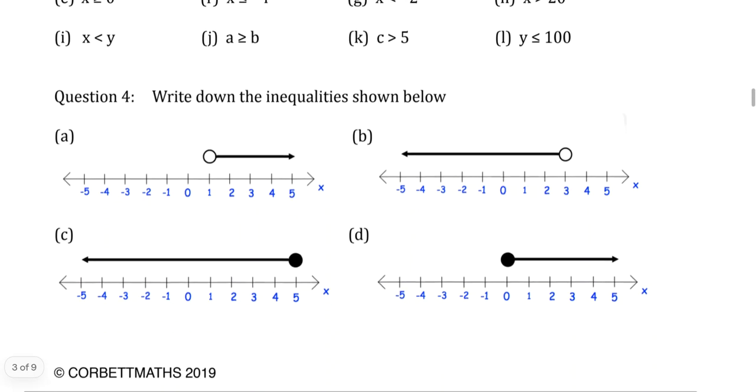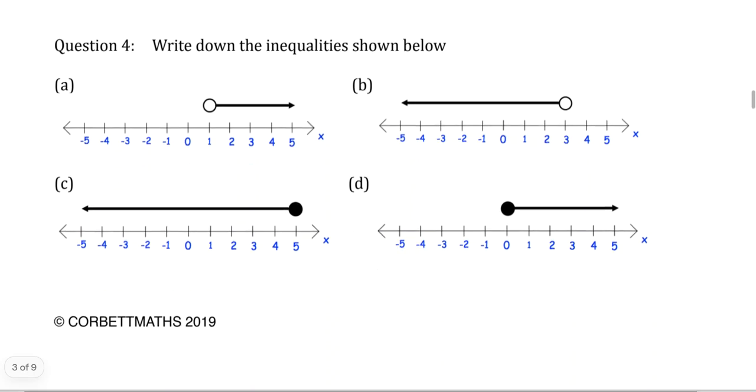Do you understand these number lines? Yeah. Seen them before? So what does this number line represent? So x starts at 1. The arrow suggests we can use any number up. So x will be greater than 1. This one will be x is less than 3.